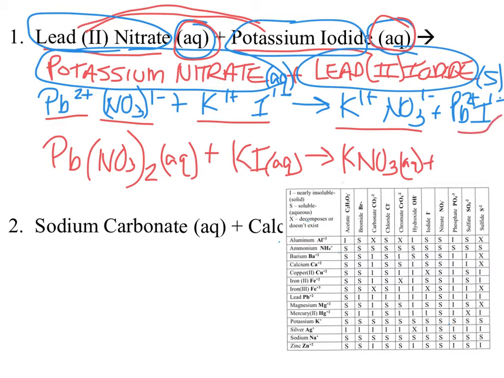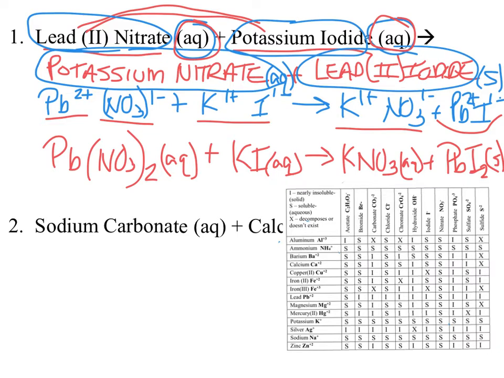And then last but not least is lead 2 iodide. Lead is 2 plus, iodide's minus 1. So you're going to need 2 iodides for every 1 lead. And remember, that is going to be solid. That determined that there was a reaction.